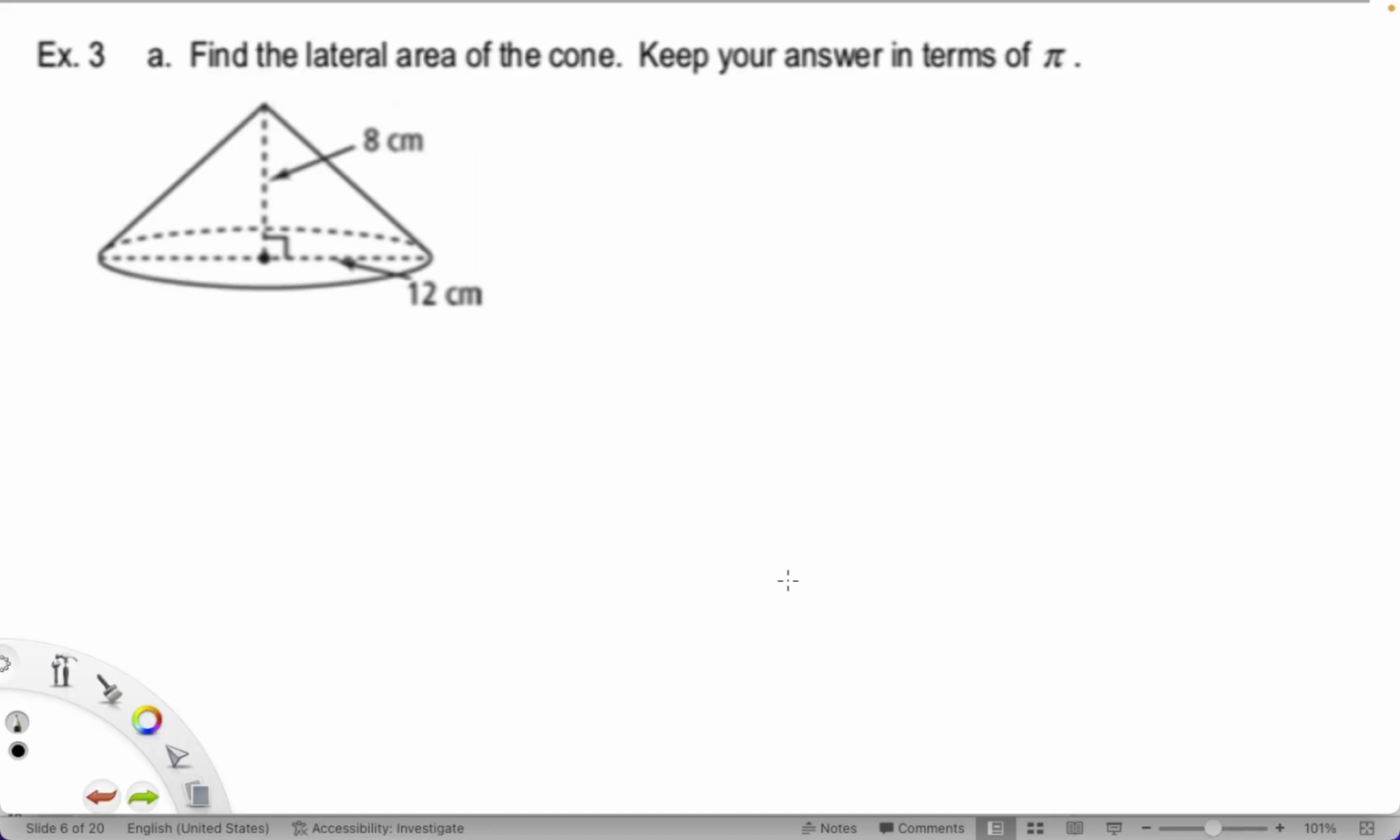Let's take a look at problem 3A. It's asking us to find the lateral area of the cone and leave our answer in terms of pi. All right, well, we know the lateral area of a cone is just going to equal pi r L, where r is my radius and L is my lateral height.